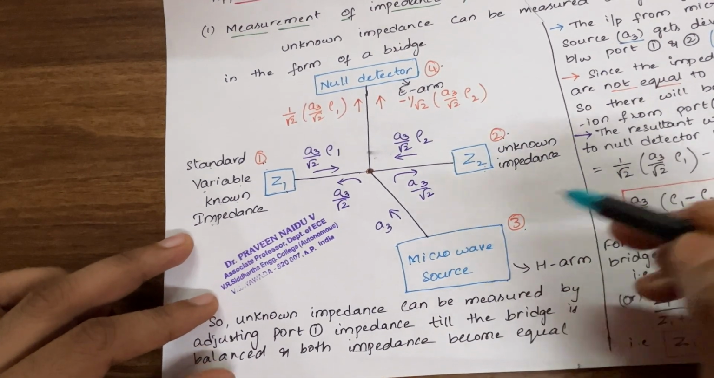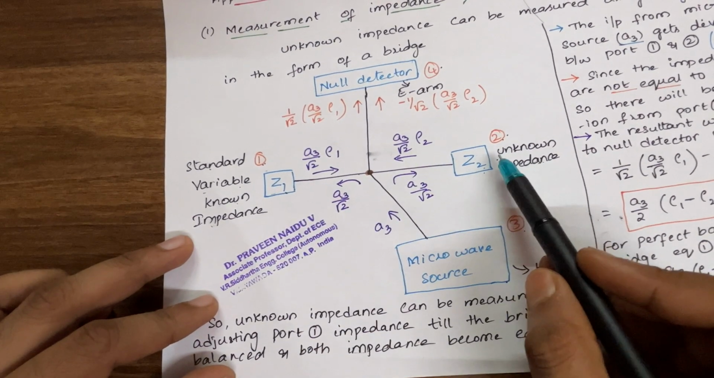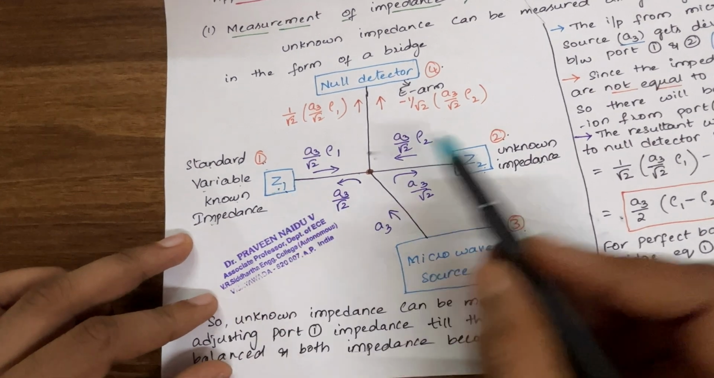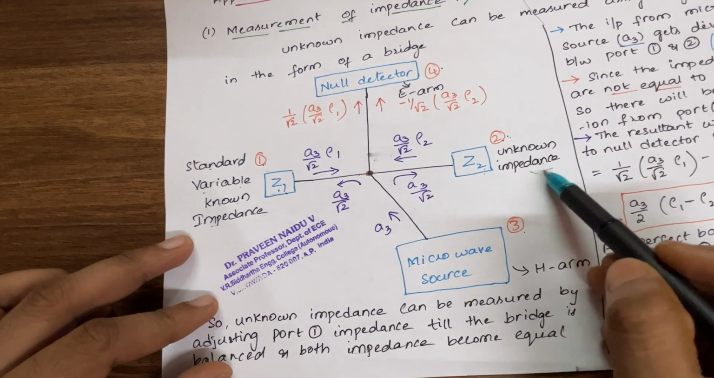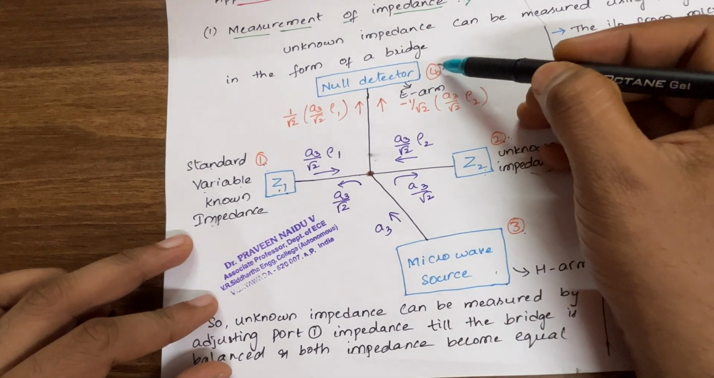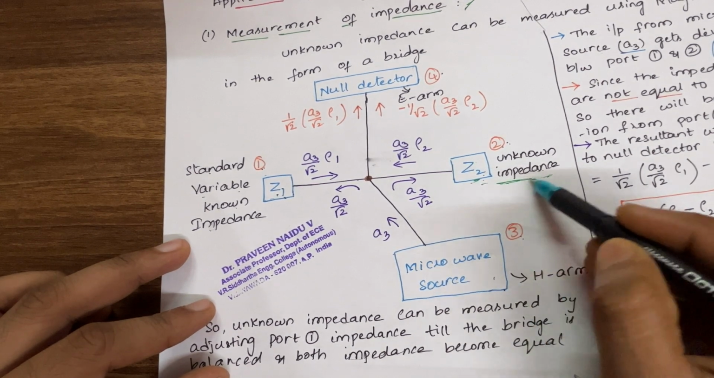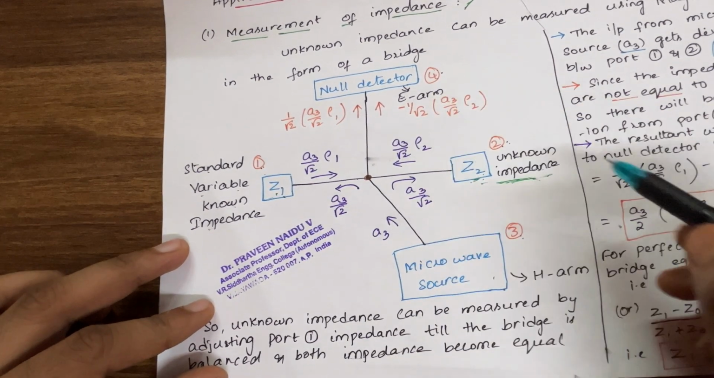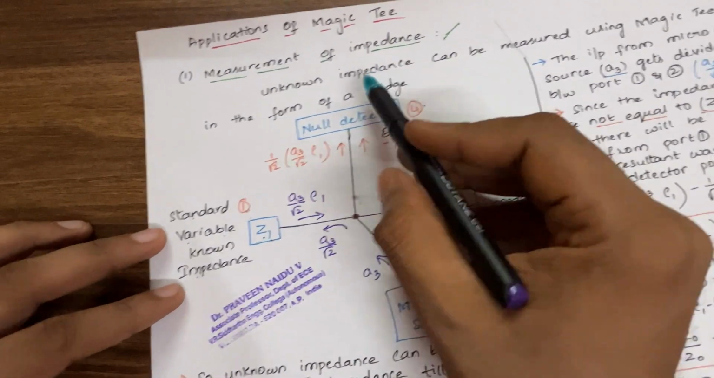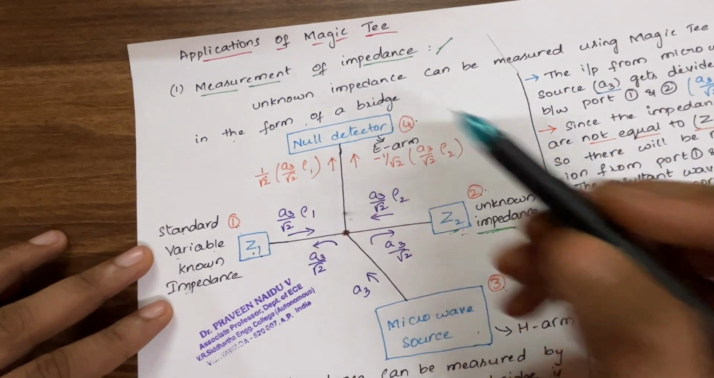So altogether we have 2 impedances connected to port 1 and port 2. Port 1 impedance is a known, variable impedance, port 2 is an unknown impedance, port 3 is the microwave source, and port 4 is the null detector. So we are going to measure the unknown impedance Z2 by using this particular magic T. This looks like a bridge. So unknown impedance can be measured using magic T in the form of a bridge.